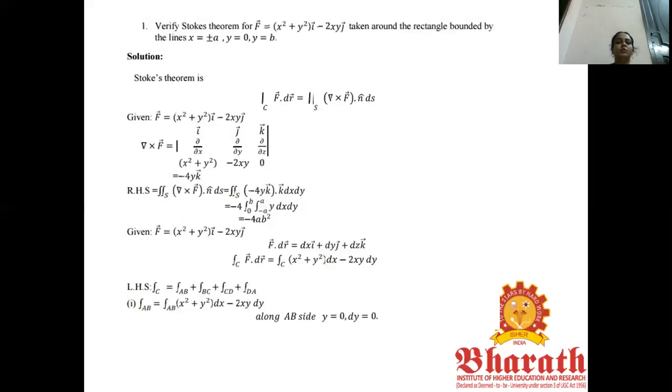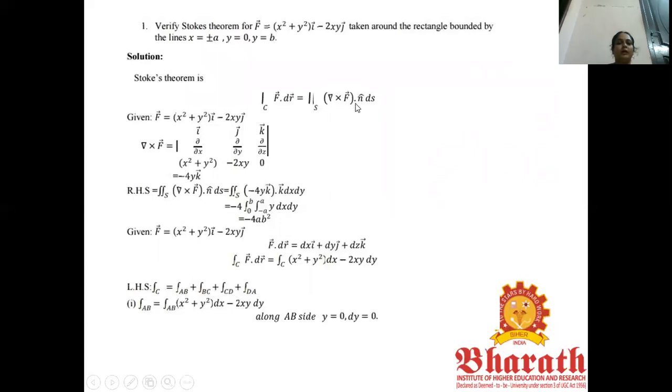The third one is the Stokes theorem. Verify Stokes theorem for F vector equal to (x square plus y square) i minus 2xy j taken around the rectangle bounded by the lines x equal to plus or minus a, y equal to 0 and y equal to b. Solution. The Stokes theorem statement is integral over C of F dot dr is equal to double integral over S of del cross F vector dot n cap dS.